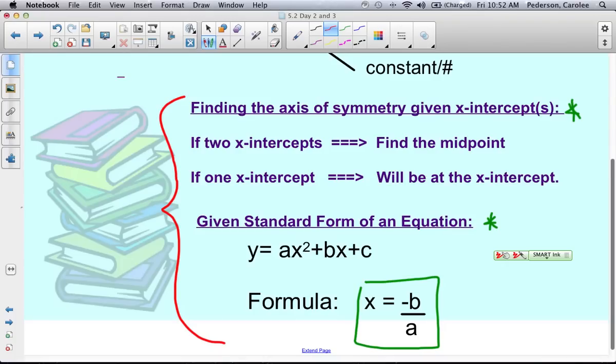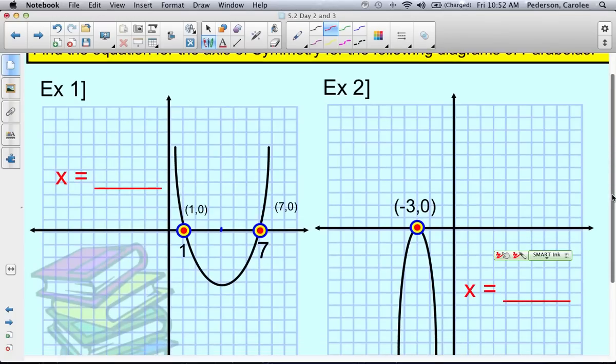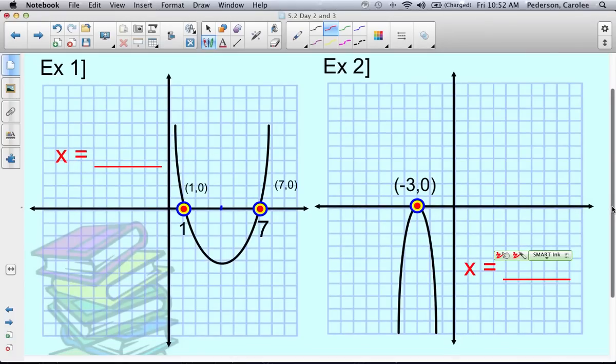All right, we're going to move on to some examples. These two examples I don't want you to write down in your notebook. So we're going to find the equation for the axis of symmetry for these two diagrams. So example 1 on the left. The picture is a parabola that opens up and it has an x-intercept at 1, 0, and then another x-intercept at 7, 0. To find the axis of symmetry, we're going to split that 1 and 7 in half.